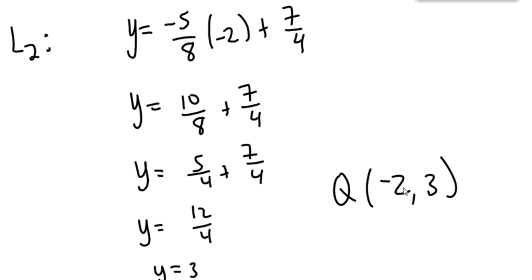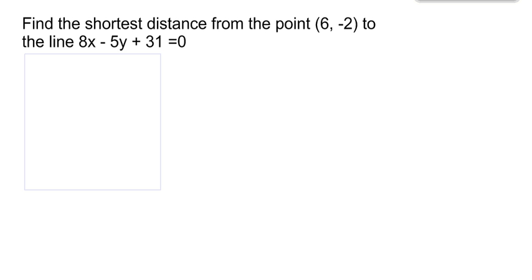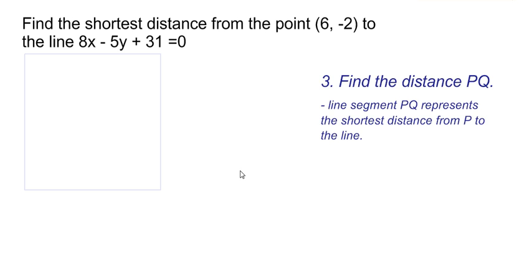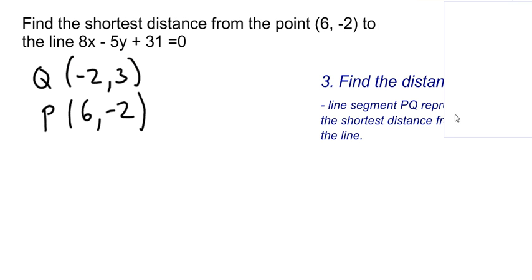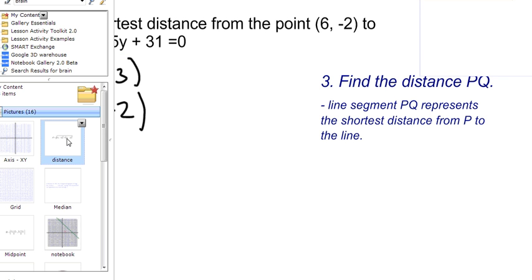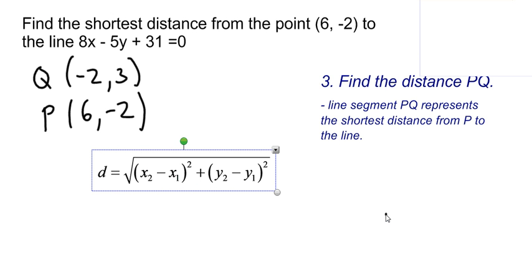So what's the final step of finding the shortest distance? What's the last step? We need to find the distance from P to Q. So here are the two points that we have. Point P was given to us. We found Q just in the last step. So now we're going to use the distance formula right here, and we're going to find the distance from P to Q, which is the shortest distance from the point to the line.